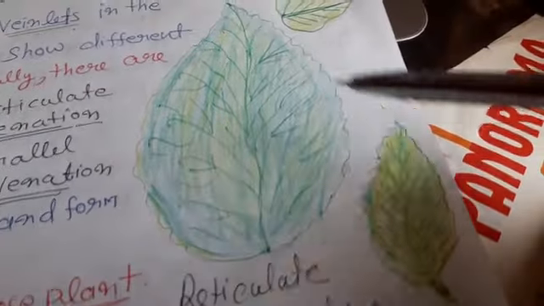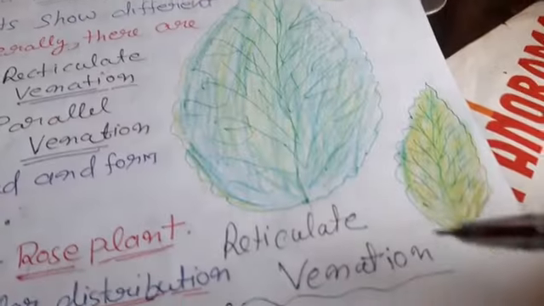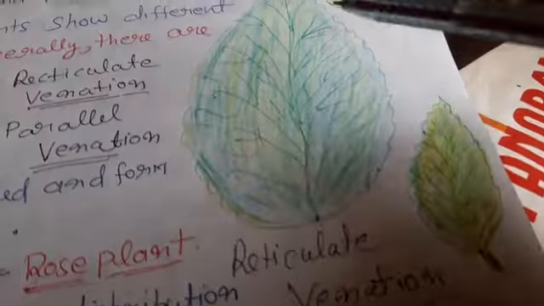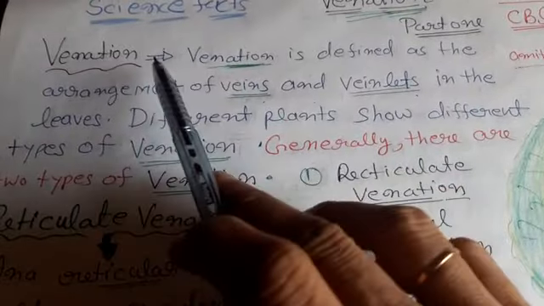This is a diagram of a leaf showing reticulate venation of veins. So here we discuss venation. How can we define venation? So let's start.